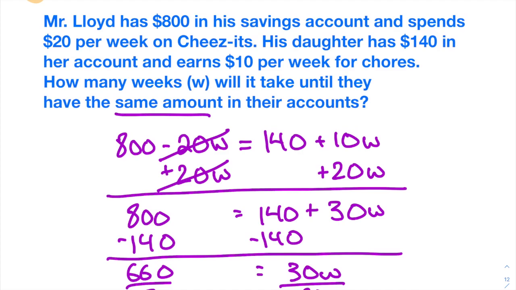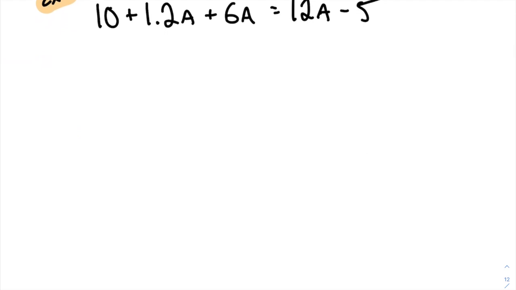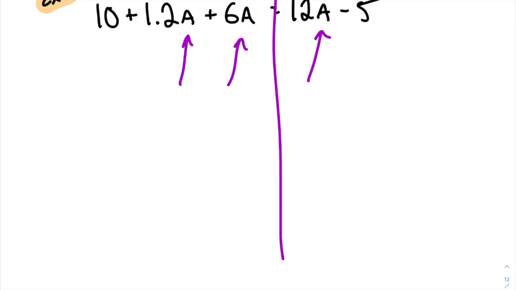You're going to see that same thing happen in example number 2, not in the context of a word problem, but just a straight up math question. The difference in this one is that I see 3 variables, which is different. But you notice when I identify the 3 variables, I have 2 of them on the left. Those should be combined together before we do anything else.